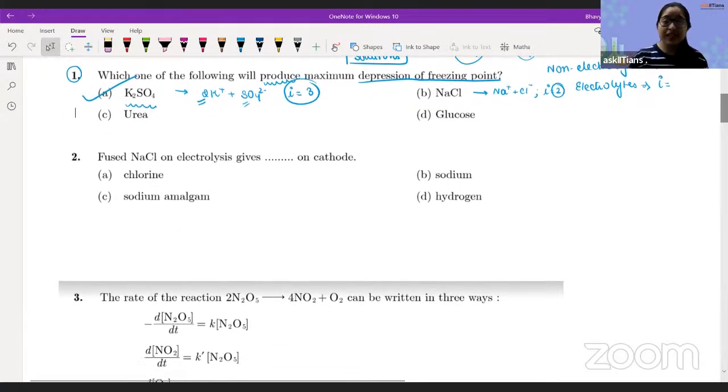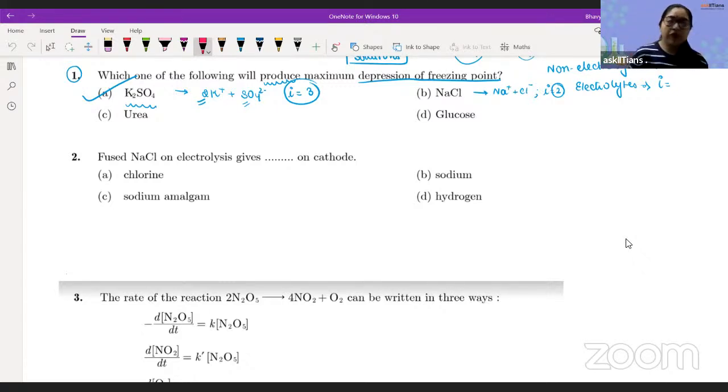Now, in the very same way, let's move to our next question. Normally, you do not have to solve this much. You just have to look for the i values. I'm showing you this in detail because I'm expressing how to work on it, but you would be very quick. You see K2SO4 i is 3, NaCl i is 2, urea i is 1, glucose i is 1. You know A is the option.